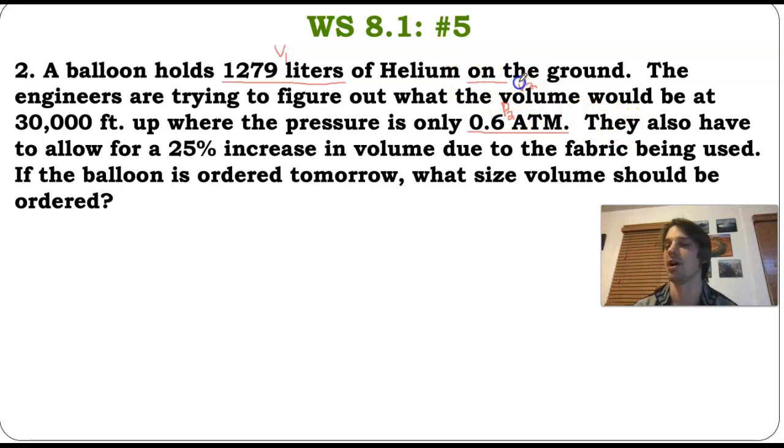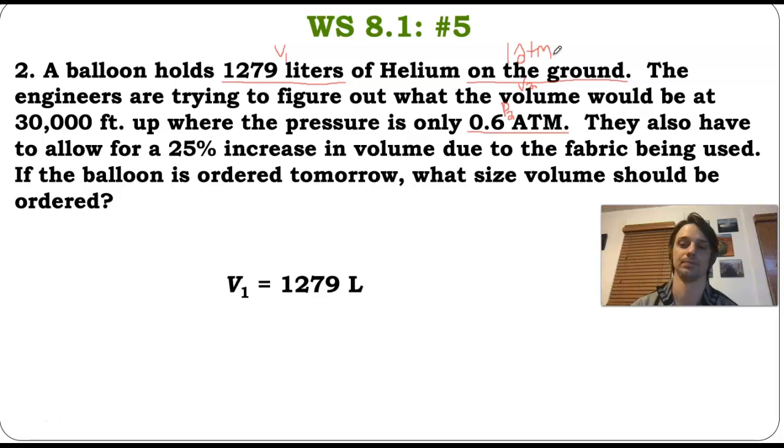Well, because it says on the ground, I can assume I'm at sea level. So what is the pressure at sea level? 1 atm. So anytime you see on the ground, your pressure is 1 atm. Or anytime you see STP, remember your pressure is 1 atm. Okay? All right. So my variables are V1 is 1279.